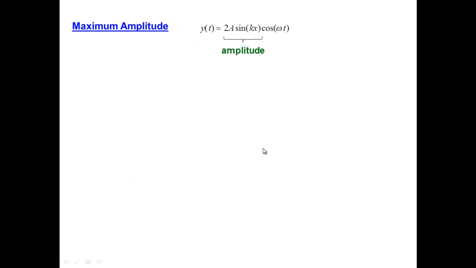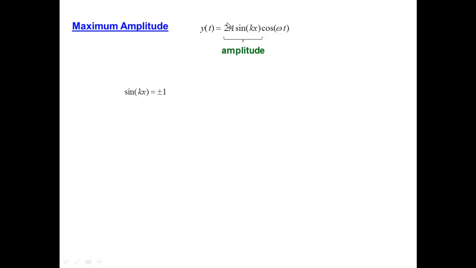cosine function. So if we want to answer the question, what is the maximum amplitude of a standing wave, then we would take the general expression for a particular point on the wave, and realize that the term out in front of the cosine function is the amplitude.